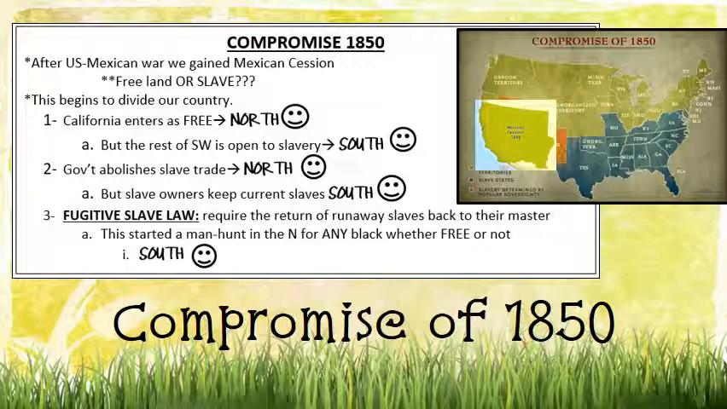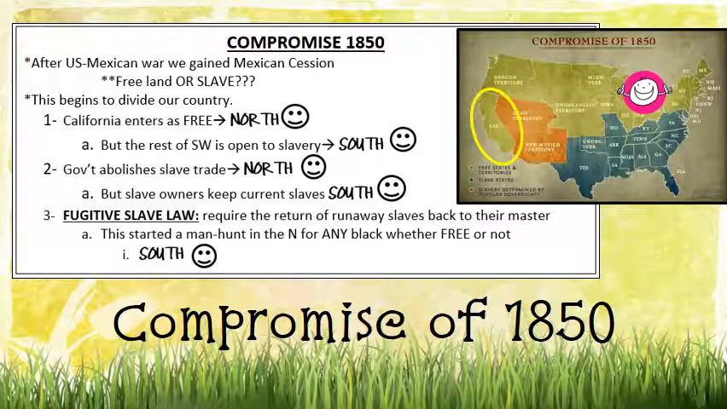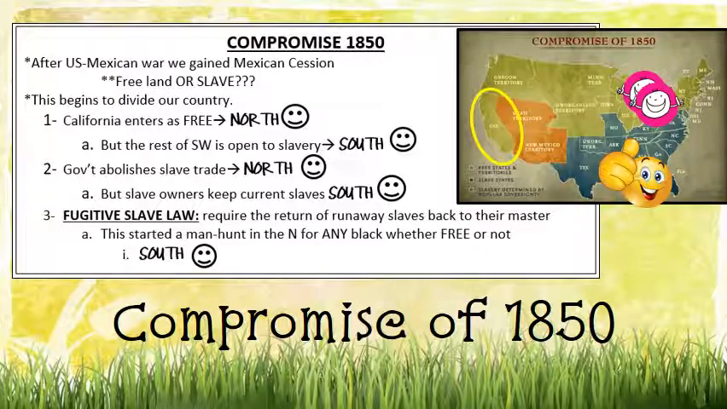So what happens is California enters as a free state. This makes the North really happy. See, we got a happy face in the North. But the rest of the Southwest is open to slavery, which makes the South happy. So just because California enters as free, everything else in the orange, that's the Utah territory and the New Mexico territory, is open to slavery. The next thing under the Compromise of 1850 is the government abolishes the slave trade. Yay, makes the North happy. However, slave owners get to keep their current slaves. Makes the South happy.